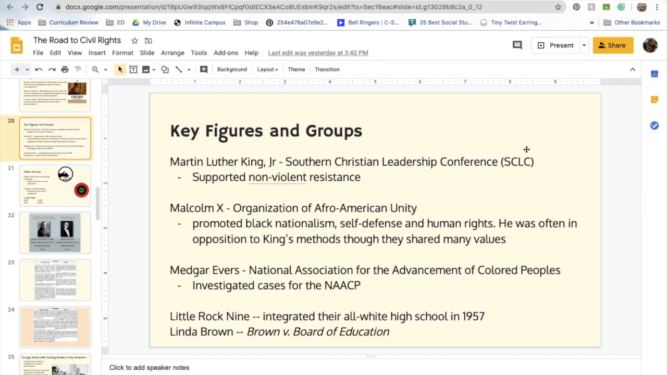Some of them you know, some of them you might not. The first is Martin Luther King Jr. Obviously, everyone knows who Martin Luther King Jr. is. He was part of a group called the SCLC, the Southern Christian Leadership Conference, and they supported nonviolent resistance.